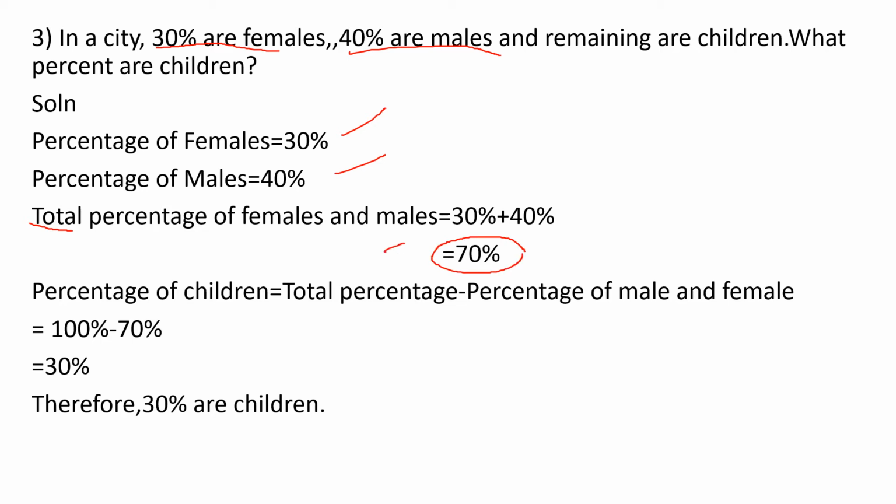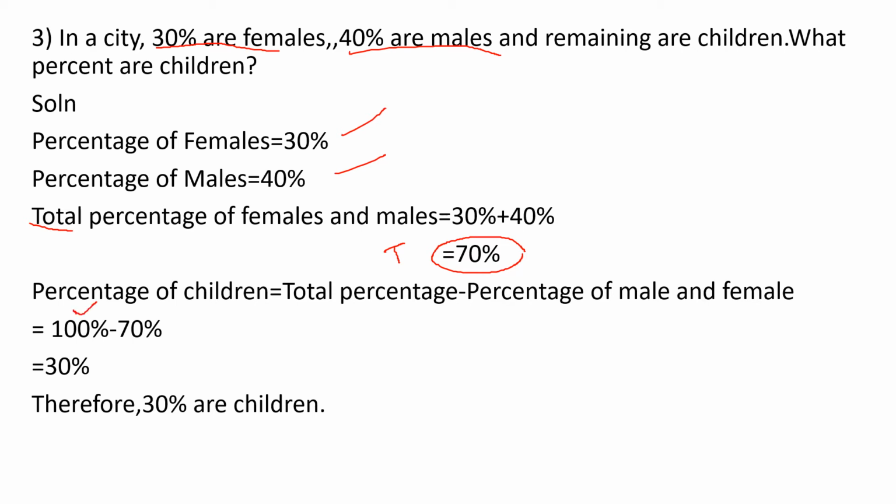Okay, now we want to find the percentage of children, right? So now we take the total as 100 percentage. Percentage means 100, right? So the total is 100. In that, they have given 40 male plus 30 female. So 40 plus 30 we got 70. So in a city, take the total as 100 percentage, and in that, 70 percentage of the population is given, right? That 70 we can split into male and female, already given in the question.